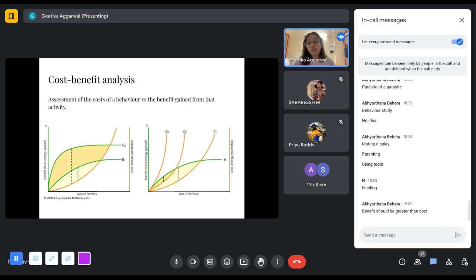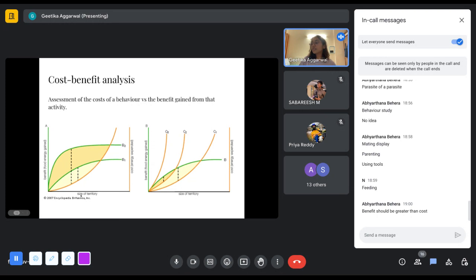So here we have these two graphs. One of them, basically the x-axis shows the size of the territory, and the y-axis shows the benefit that you can gain from the territory. So there are, say, two organisms, B1 and B2. So basically, B1 is a type of species that can gain this much amount of benefit.